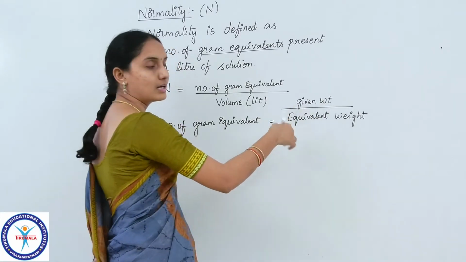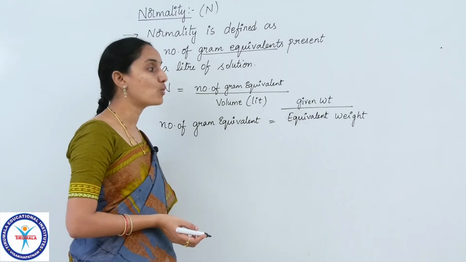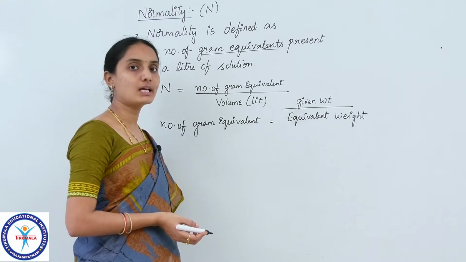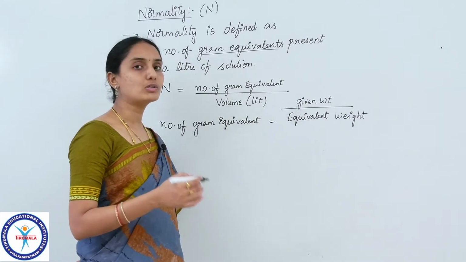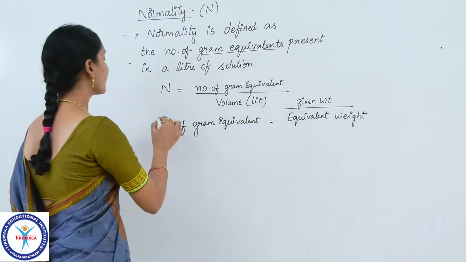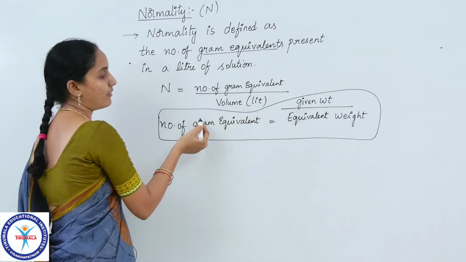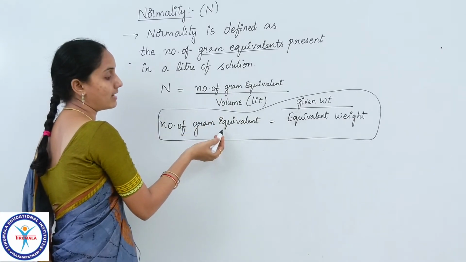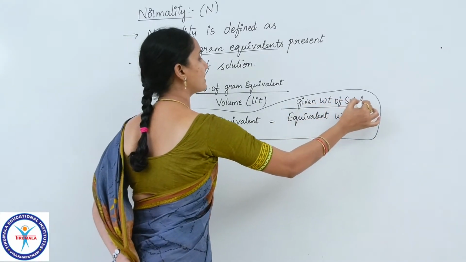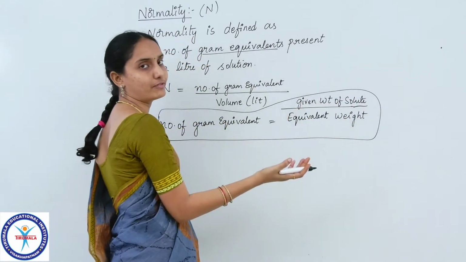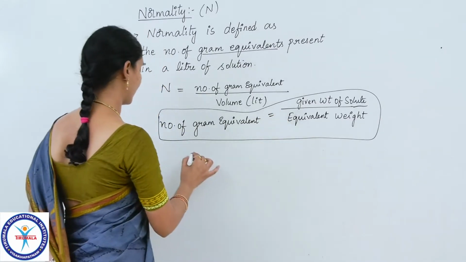So how do you calculate this equivalent weight now? We know how to calculate the molar mass, but what is this equivalent mass or equivalent weight? Yes, we can also calculate the equivalent weight using the molar mass only. In order to calculate the gram equivalents, the formula is the given weight of a solute, which will be given in the problem, divided by its equivalent weight. What is this equivalent weight now?